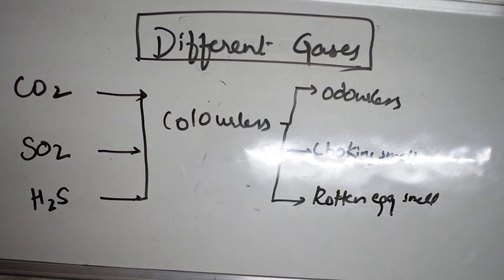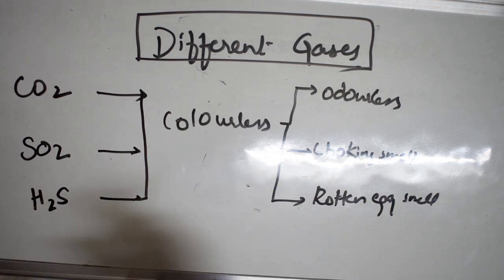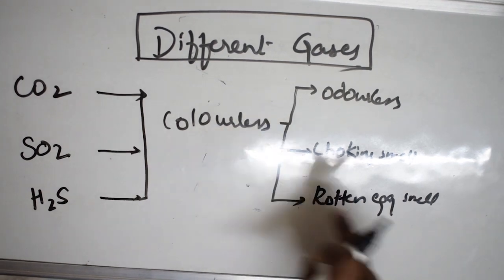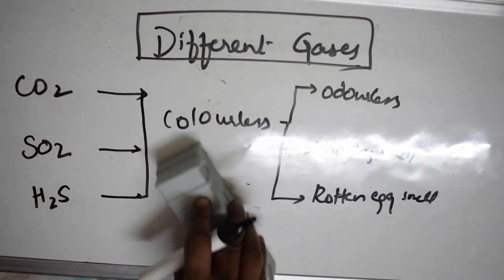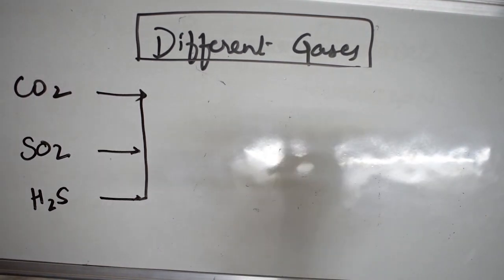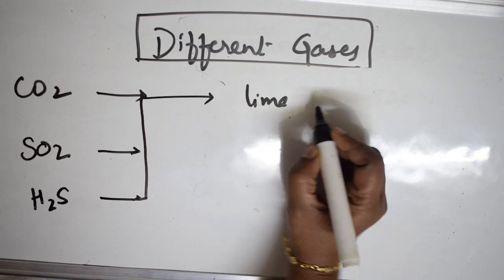Suppose I have to further test the same gas. I got some colorless, odorless gas, carbon dioxide, I need to further test. I got sulfur dioxide, colorless as well as choking smell, I need to further test. H2S, colorless, rotten egg smell. What we are going to do, you take the colorless gas, that is your carbon dioxide, and send it through lime water. This is what you have studied, isn't it?